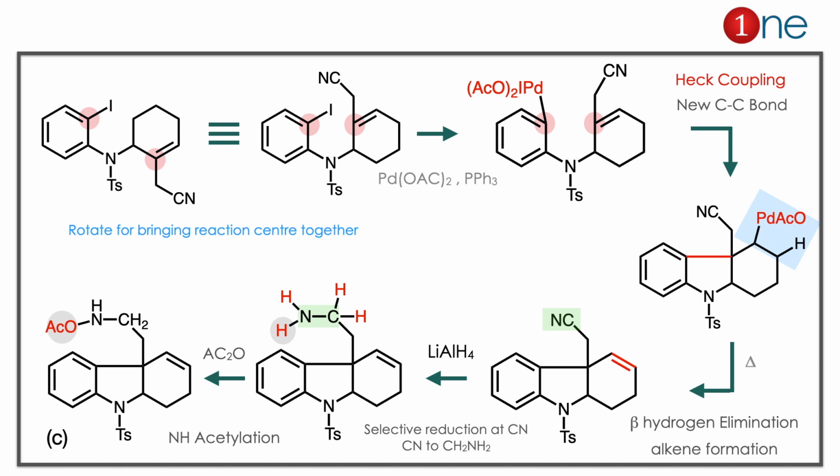Then you are using lithium aluminum hydride. Lithium aluminum hydride is a strong reducing agent, and it reduces the cyanide to amine. It forms a primary amine by reduction. In the next step you are adding acetic anhydride. So definitely N acetylation happens, because the other N is occupied with the tosylate group. So the product is clearly C.